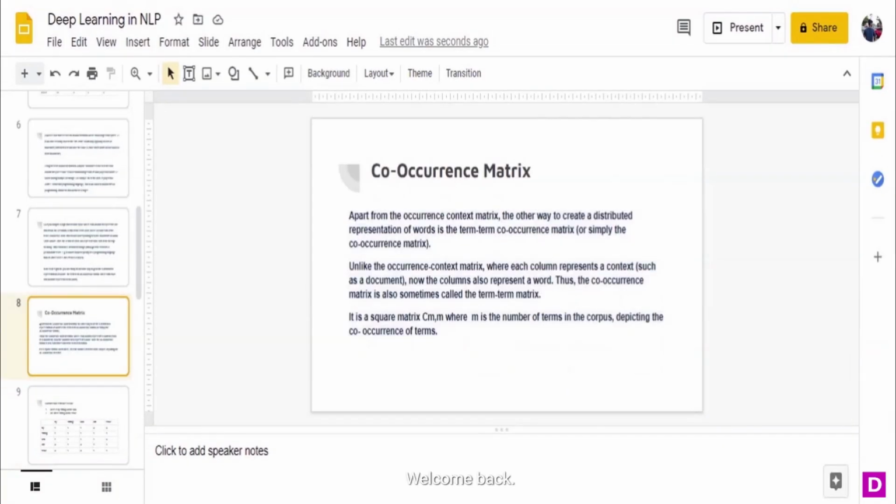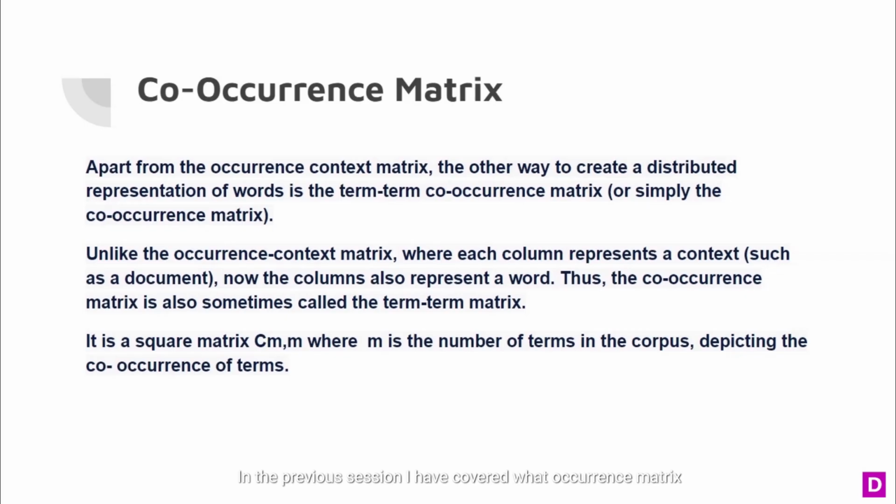Hello, welcome back. In the previous session, I covered what an occurrence matrix looks like, why it is created, what the demerits of the occurrence matrix are, and what better ways there are to create a matrix to replace it. One of the other approaches to create a matrix that has to be fed into deep neural networks is the co-occurrence matrix.